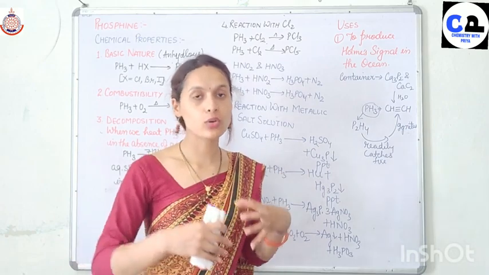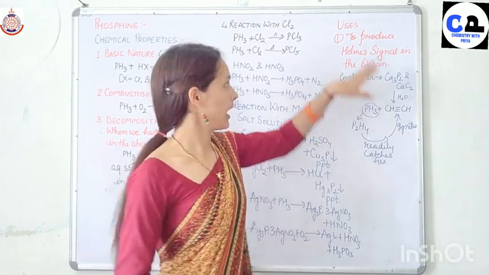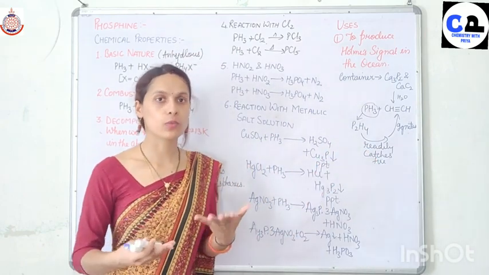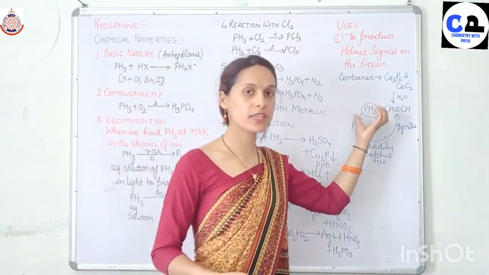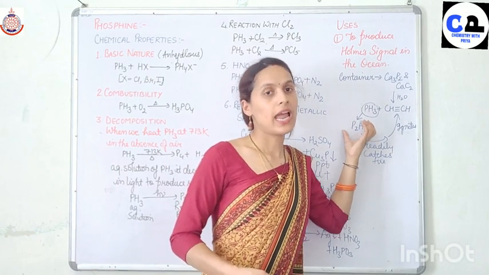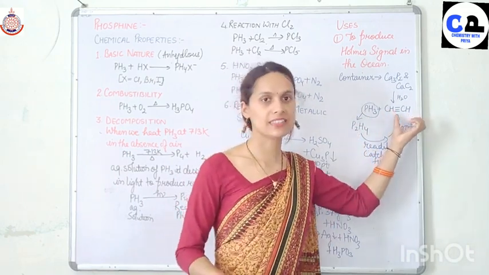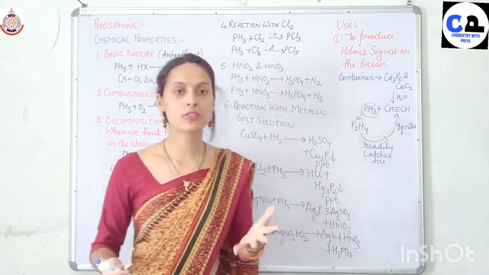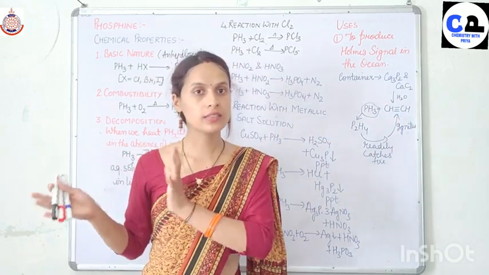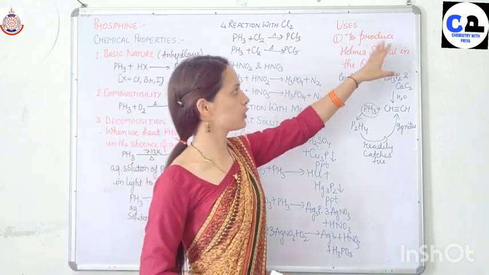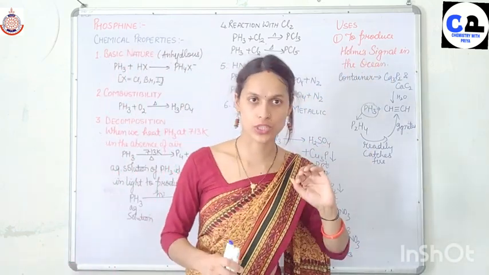glow, and that glow serves as a signal, known as the Holme's signal. Without the formation of PH3, we wouldn't get P2H4, and without P2H4, it is not possible to ignite acetylene, and not possible to produce a glow in the sea. So in this way, PH3 is used to produce the Holme's signal in the ocean.